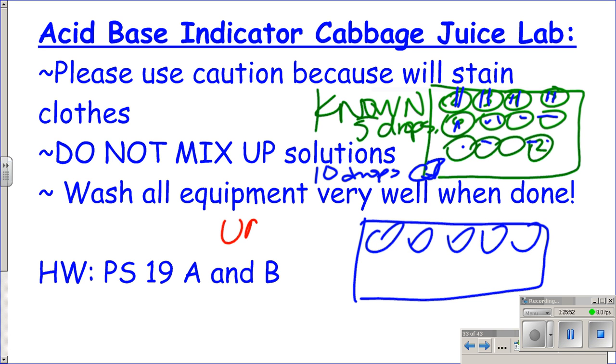The unknowns are things like kitchen cleaner, shampoo, Sprite, baking soda, Tum solutions, things like that you don't know their exact pH, but you might know some, like, oh, it's basic or it's acidic. So once you put those unknowns in there, they're also only going to be 5 drops. You put them in there, and then you put the cabbage juice on top again. Okay, there's cabbage juice on top. It's going to change the color.